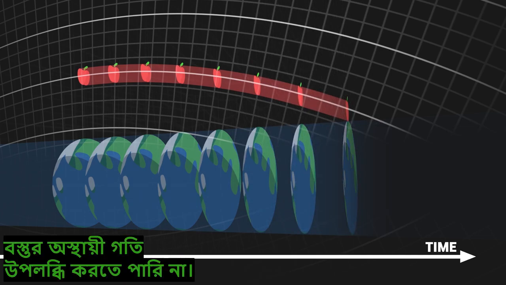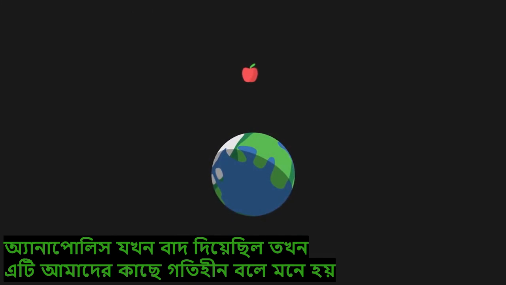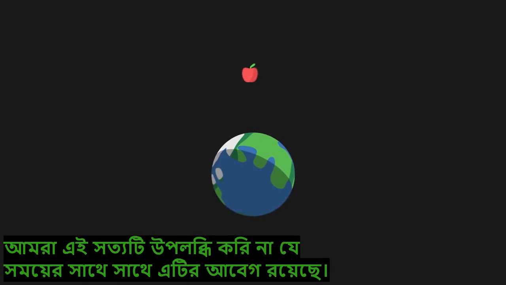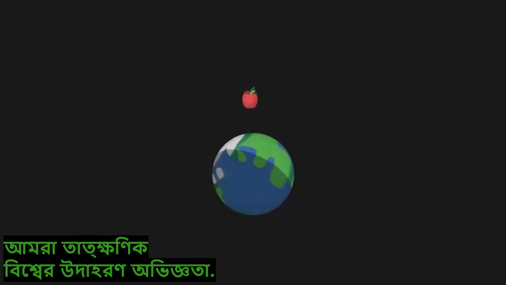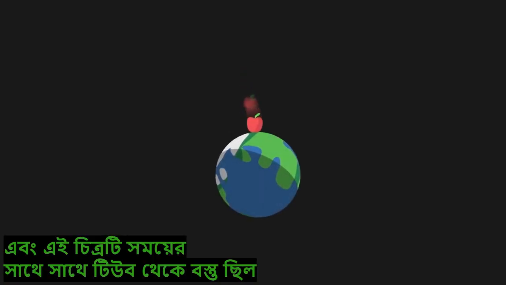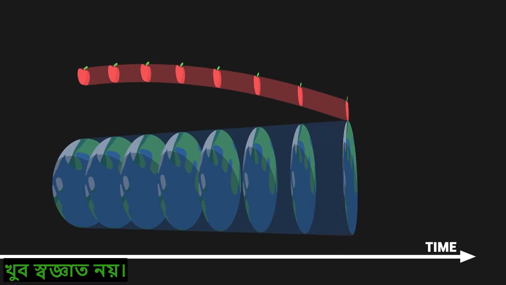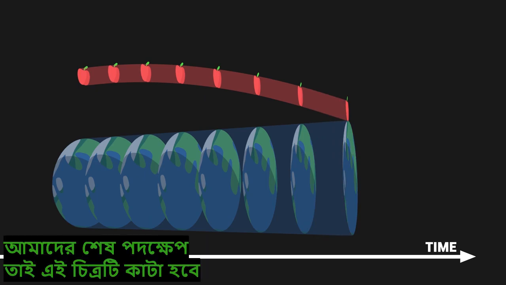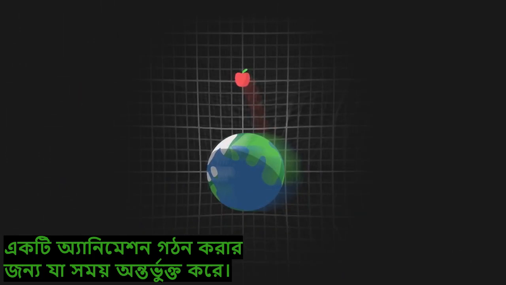Having said that, as human beings, we do not perceive the temporal speed of objects. When an apple is dropped, it appears to us to be motionless. We do not perceive the fact that it has a motion through time. From our point of view, we experience the world instant after instant. And this diagram where objects form tubes over time, world lines, is not very intuitive. Our last step will therefore be to slice this diagram, to cut it up instant by instant, in order to form an animation which includes time.